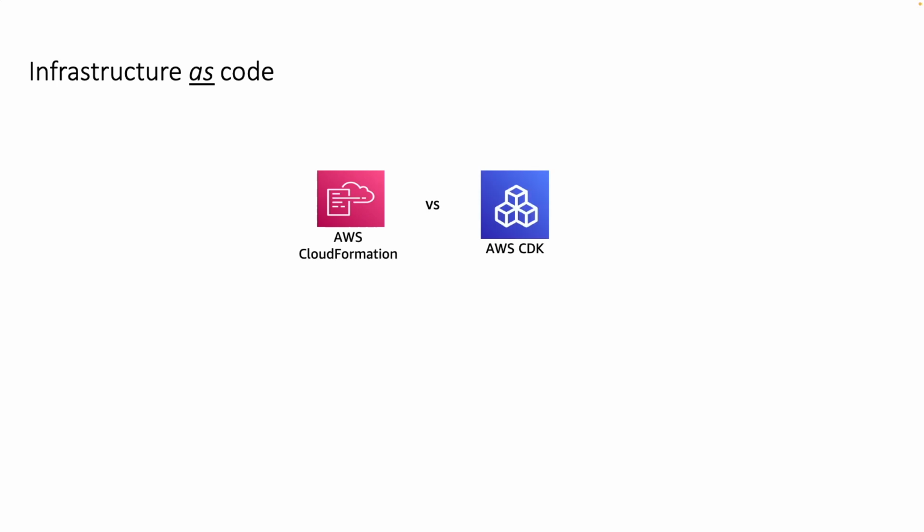Now, there are multiple options that you can use, but today we are only going to focus on two: AWS CloudFormation versus AWS CDK. We are only choosing these two, but there can be others. So let's understand how AWS CloudFormation works.